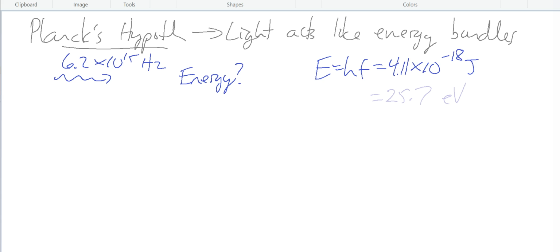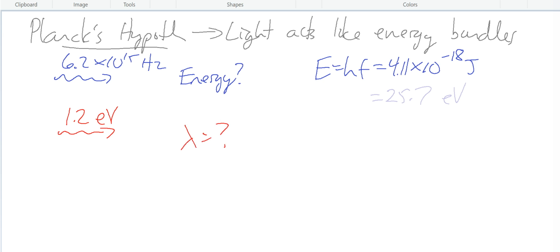Okay, so it's actually a pretty simple calculation. Planck's hypothesis has major implications, but the actual basic calculation is pretty simple. So let's take something similar. Suppose we've got a 1.2 electron volt light bundle coming in. We want to know what the wavelength is.